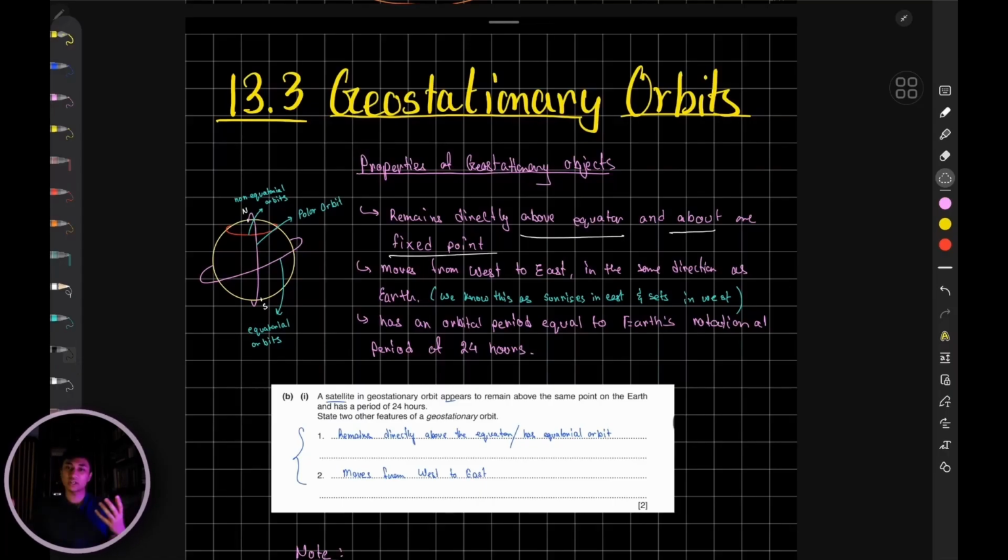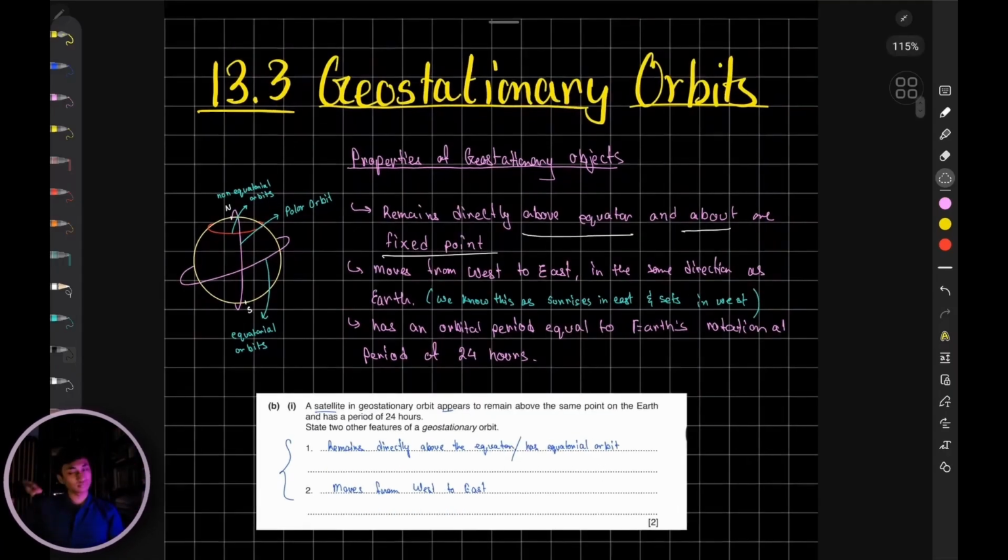So we know that Earth is also orbiting around something. That is, in our case, the star, the sun. So in our case, Earth is orbiting from west to east so that sun can rise on the east and set on the west, right? So taking that into account, we know satellite also has to move in the same direction to be above the same fixed point. So it has to move from west to east. Great.